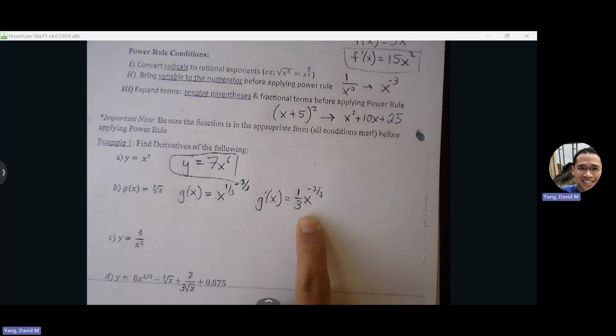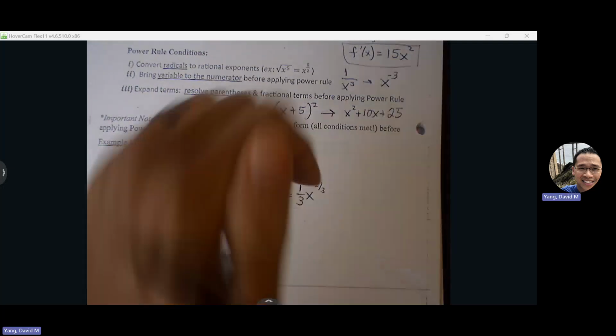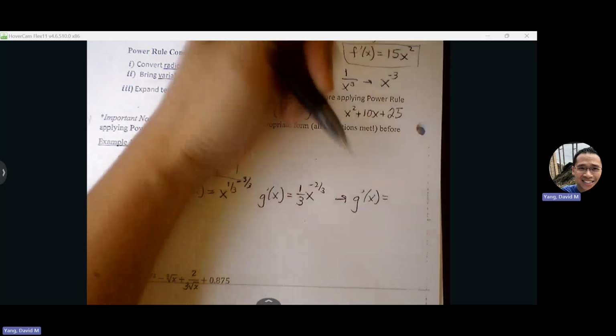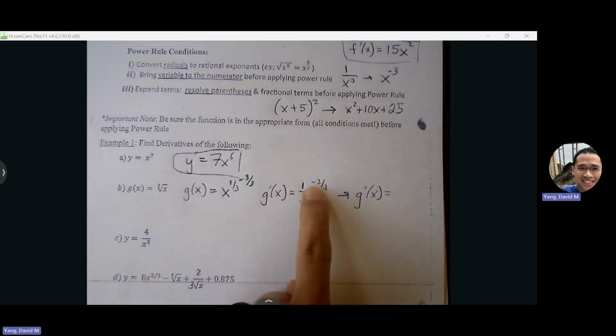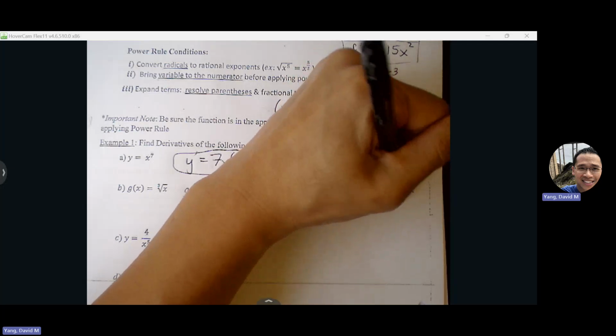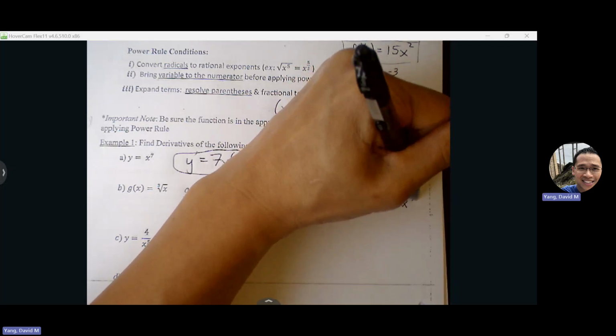Now I'm going to ask that we resolve negative exponents. So we're going to rewrite g prime as, we're going to put that x in the denominator to force that negative to be a positive exponent. So that x is going to share the same space as that 3. So we'll make it 1 over 3x to the 2/3.